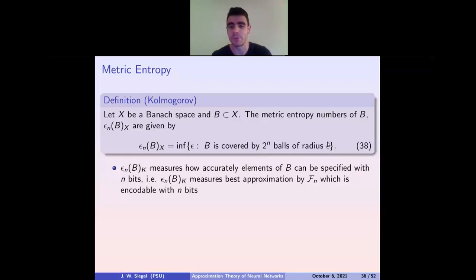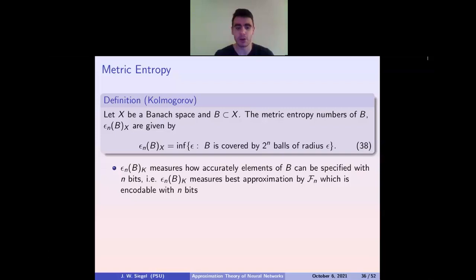But the entropy is asking the question, how quickly does the number of balls grow as epsilon goes to 0? So here this relationship is written as an epsilon in terms of n. If I allow you a budget of 2 to the n balls, how small can you make them and still cover your set? What this quantity measures is basically how accurately elements of the set can be specified with n bits. So if I try to discretize this using n bits, which allows me to distinguish a total of 2 to the n functions, what accuracy can I obtain?